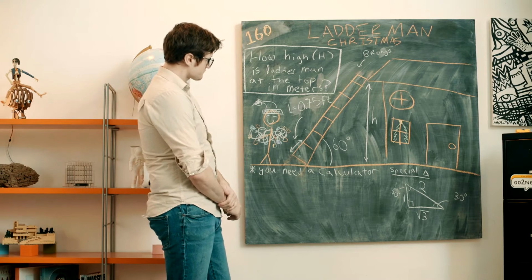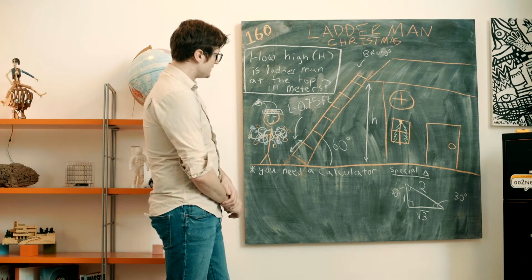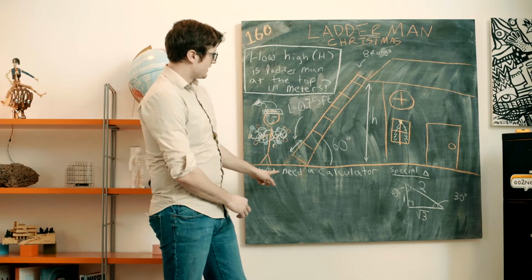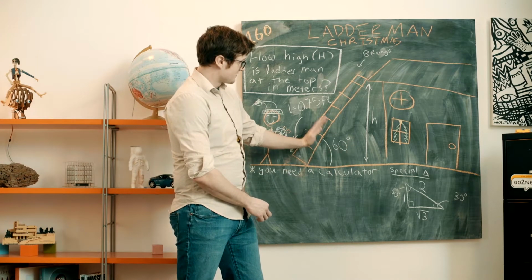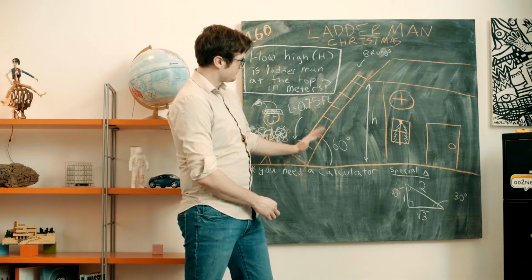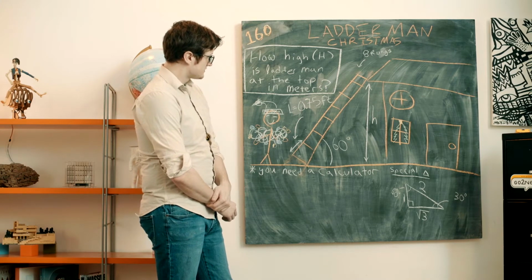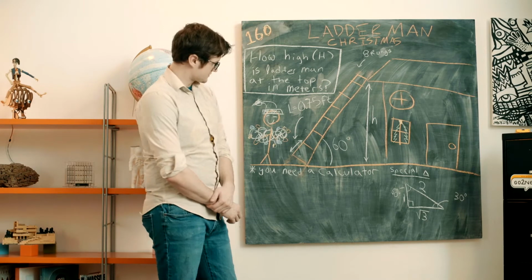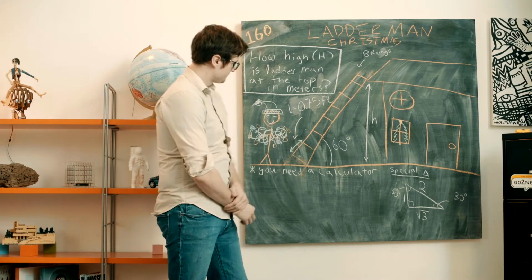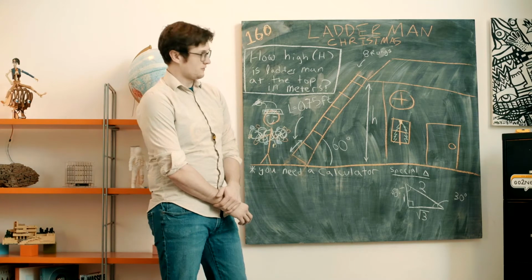All right. Now, next we know that the angle of the ladder is 60 degrees. So the angle of our ladder here is 60 degrees. And we're also given a little bit of extra information down here at the bottom. So you're probably going to need a calculator for this problem.